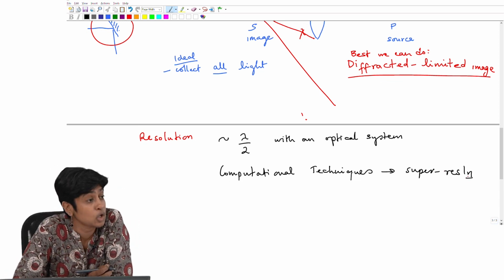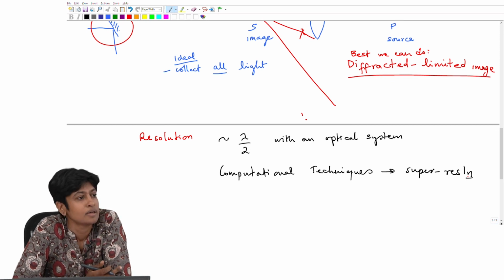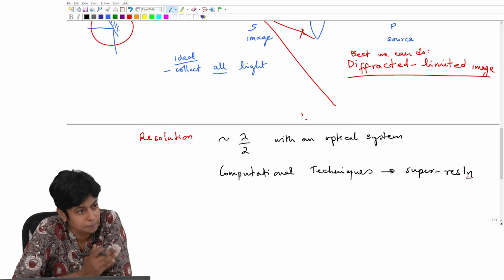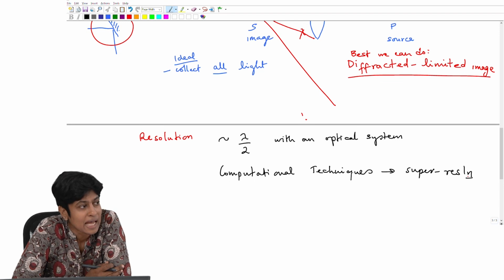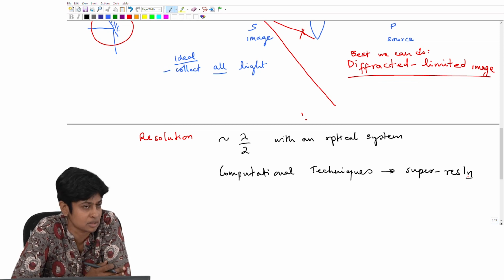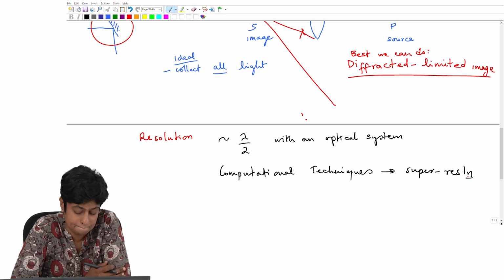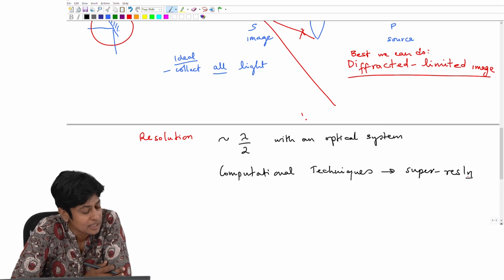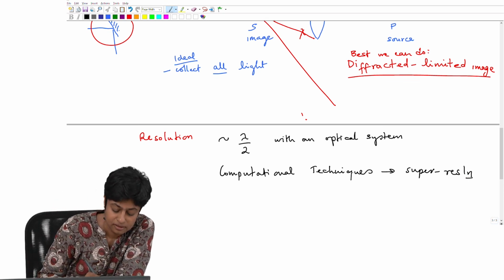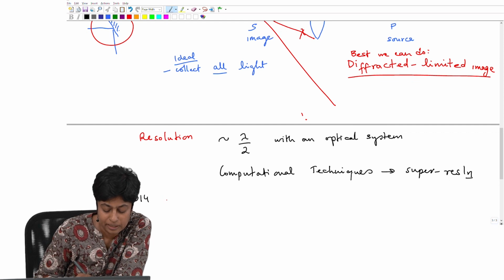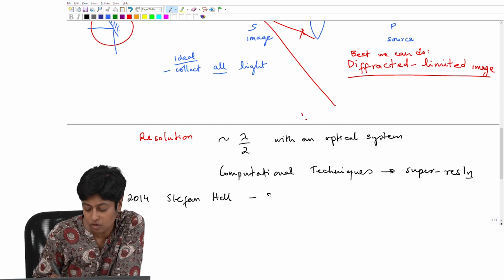So you will capture optical images with the best resolution you can, and then you can improve the resolution using some computational techniques. This is a big area of research right now. Funnily enough, in 2014, a Nobel Prize was awarded to somebody called Stefan Hell from Germany for a technique called STED microscopy.